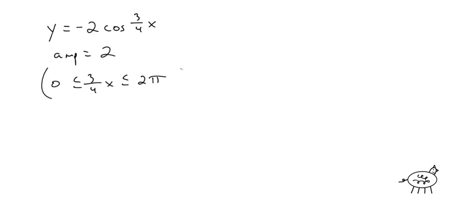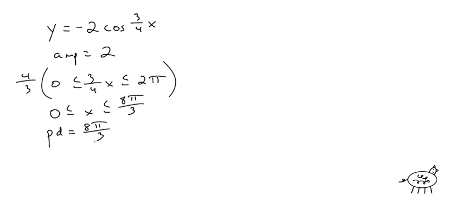Okay, so what are we going to multiply both sides by? Don't divide by 3/4, multiply by 4/3. So you're going to get 0 less than or equal to x less than or equal to 4/3 times 2 pi. Isn't that just 8 pi over 3? Can't reduce that at all, right? And don't tell me it's 2 2/3 pi. That's not good. All right, so 8 pi over 3. So do you guys agree the period is equal to 8 pi over 3?